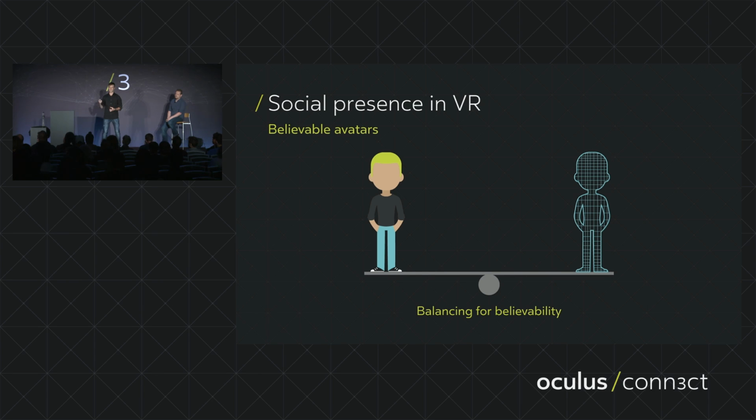So if an avatar suddenly acts in an unexpected or a robotic way, it can break the illusion of social presence. Avatar design is often a balancing act, where improving on one dimension can have negative repercussions on another and reduce overall believability.